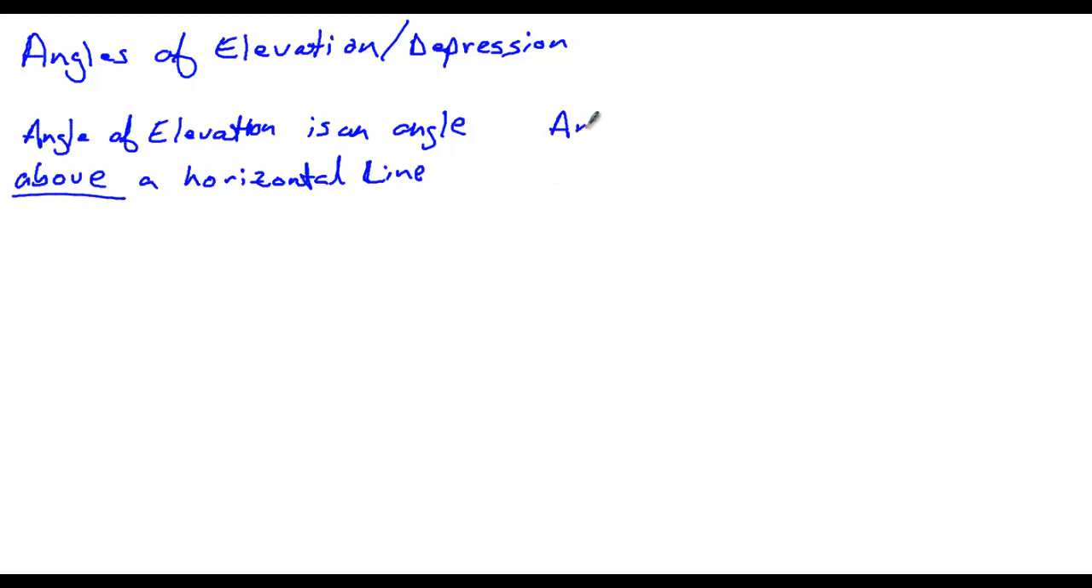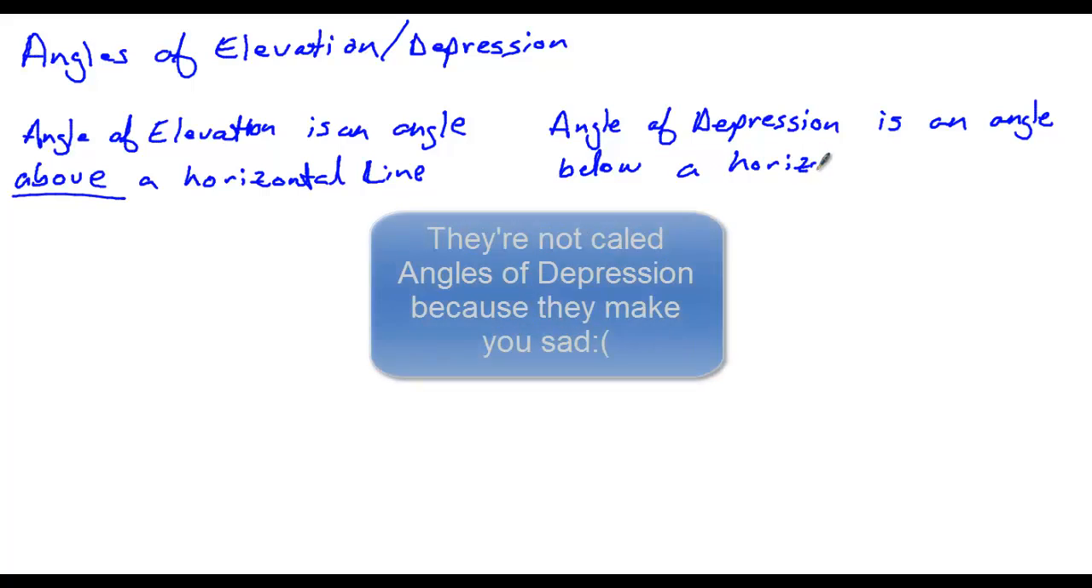An angle of depression, as you may have guessed, is an angle that's below a horizontal line. So an angle of depression is an angle below a horizontal line. And again, the key word is below.